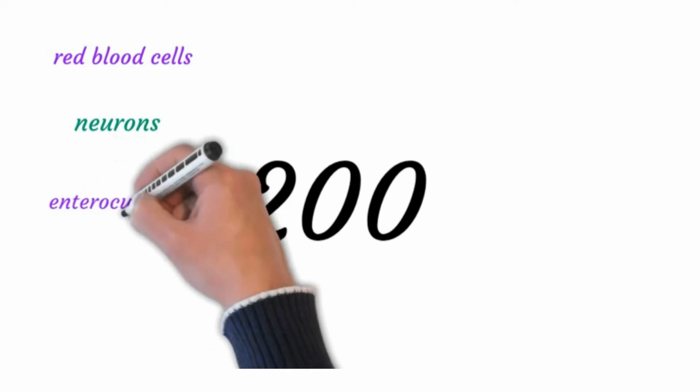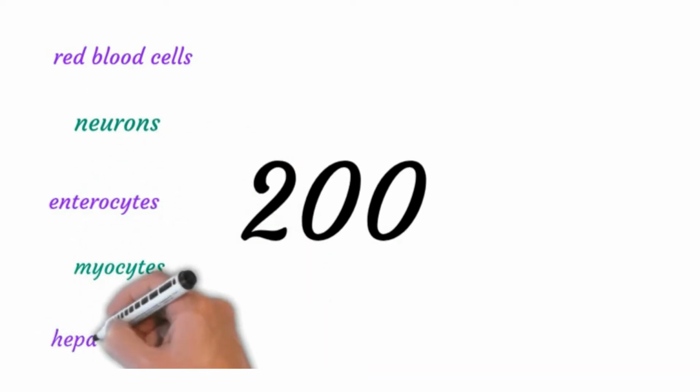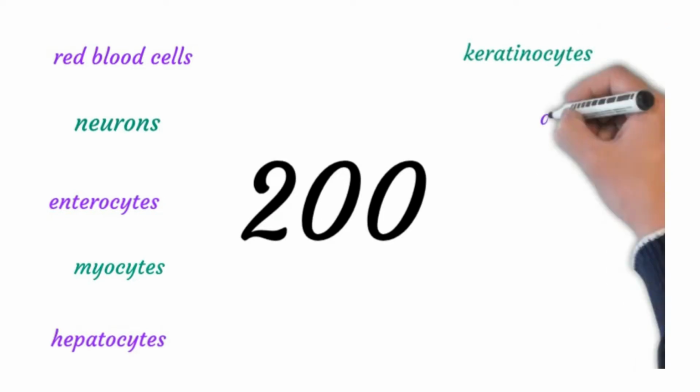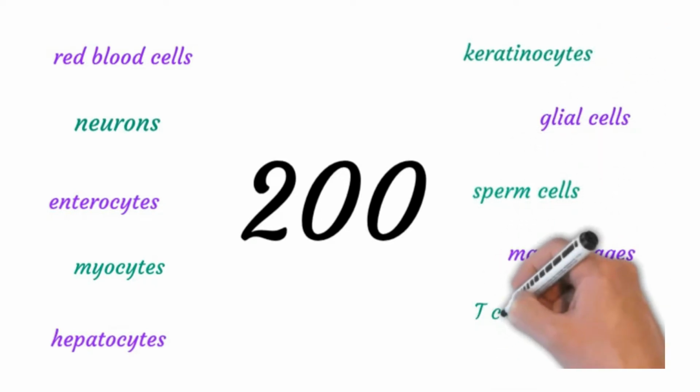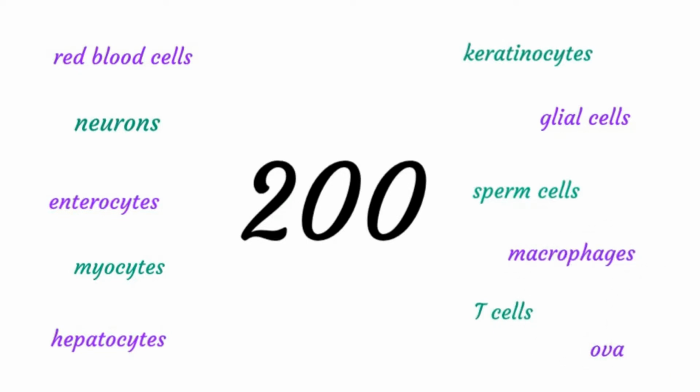So while we suggested there's roughly 75 trillion cells in the body, there are roughly 200 distinct types of cells. So we have red blood cells, which are the cells within our blood that are responsible for transporting oxygen to the tissues, and certainly to a lesser degree, carbon dioxide away from the tissues. We have neurons, which are nerve cells, which are the excitable cells of our nervous system. We have enterocytes, which are specialized cells of our digestive system.